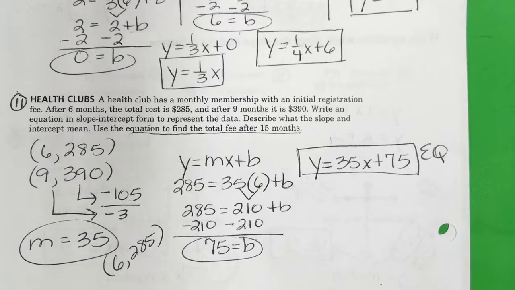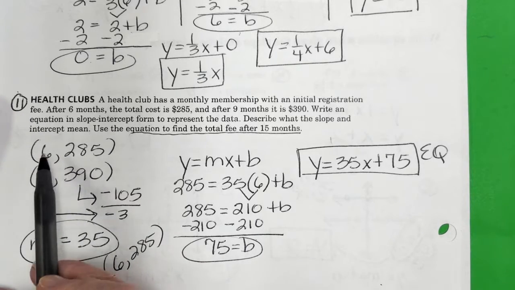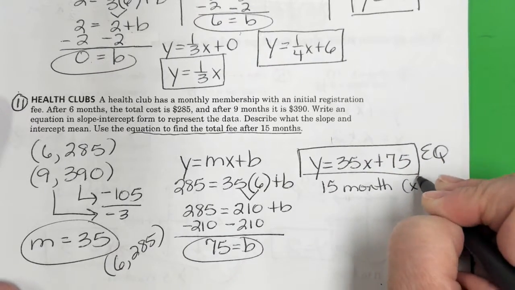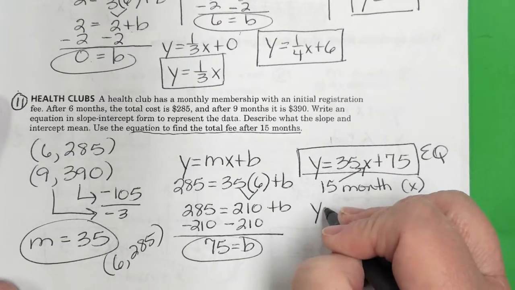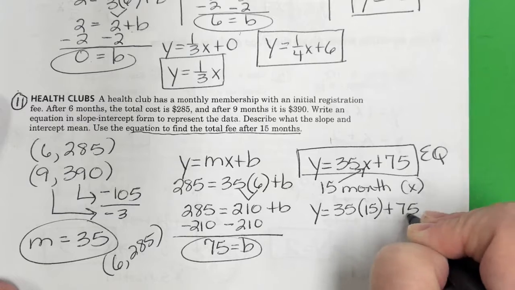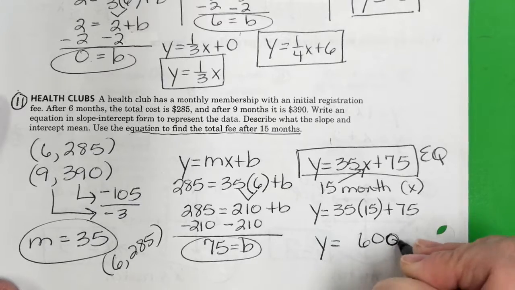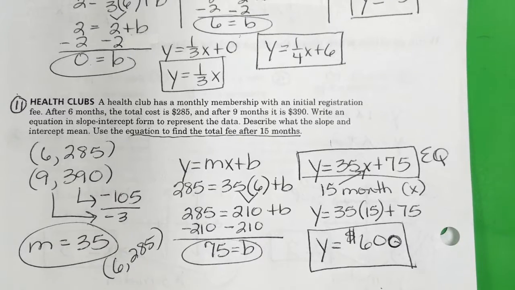Now, on the last sentence, it says to use the equation, we have it, to find the total fee for 15 months. If you remember, 6 and 9 represented months. So 15 months, that's going to be our x value. We're going to substitute it in and evaluate. Y equals 35 times 15, add 75, and when you calculate it, y equals 600, and that's going to be $600. That's what it's going to cost for the membership for 15 months.